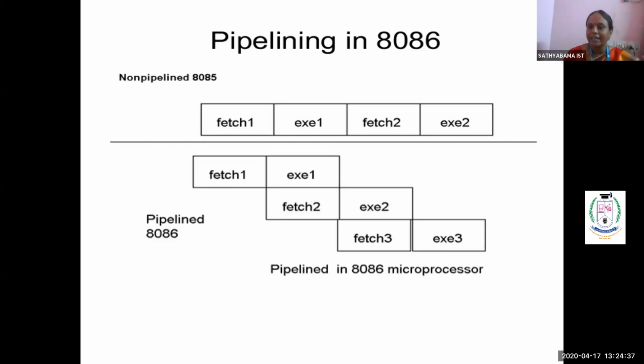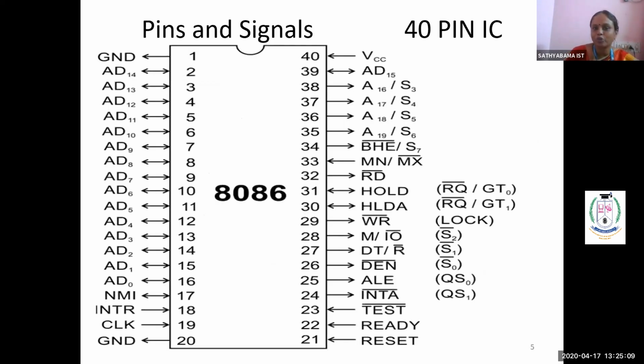So fetching, decoding and executing happen parallelly in the 8086. That is pipeline architecture. We can say the speed of the microprocessor increases compared to the 8085. It's a very good concept, and it was introduced in the 8086, the 16-bit microprocessor. So you have to understand. Nowadays all microprocessors use pipeline architecture. When one instruction is fetched, automatically it will fetch the second instruction also, while the first instruction is executing. Okay. The next one is the pin diagram.